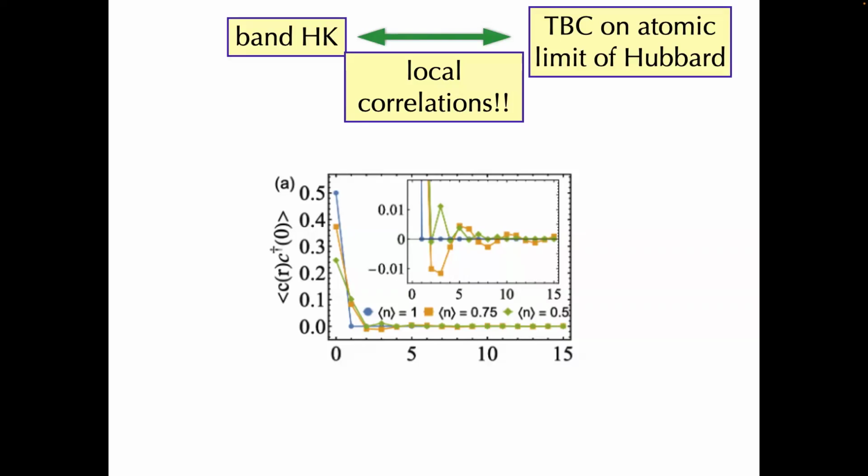And that's because what really is band HK? Well, it's a bunch of Hubbard atoms. You have 4 states per site, and you have this momentum that's linking all of them. So it's as if you had a twist in the boundary conditions among a collection of Hubbard atoms. The physics on every atom is entirely local, and hence the model has to have local correlations.